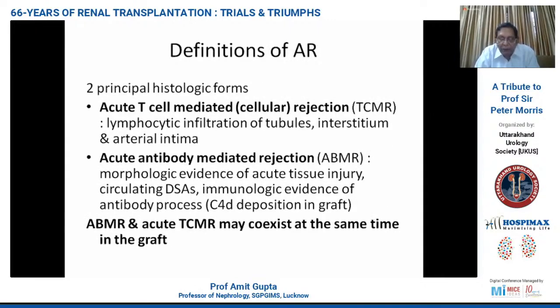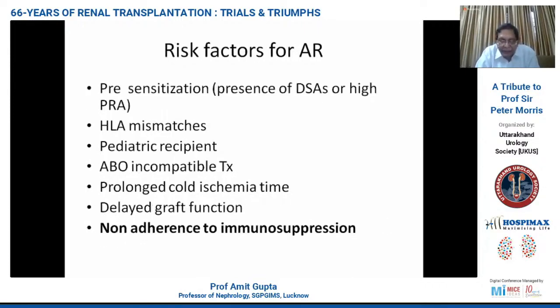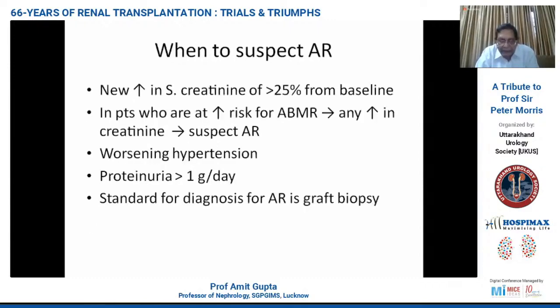The two principal forms of acute rejection are the acute T cell mediated, which was earlier known as cellular rejection, and the other is the acute antibody mediated rejection. And both acute antibody mediated rejection and acute T cell mediated rejection may coexist at the same time in the graft. There are several risk factors for acute rejection, but the most important is non-adherence to immunosuppression. Non-compliance to drugs is probably the most important cause for acute rejection.